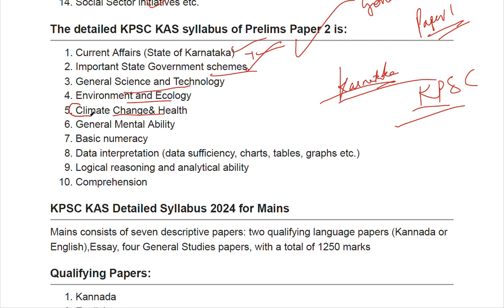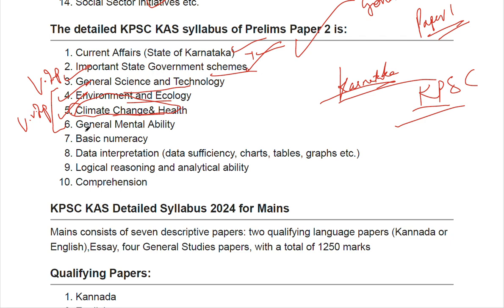Climate change is one of the hot areas because a lot of questions are being asked from here. Environment and climate change, these two sections are very, very important. Next is your science and tech, very important. If you see 5 to 10 years of question paper trends, these questions have been continuously coming.